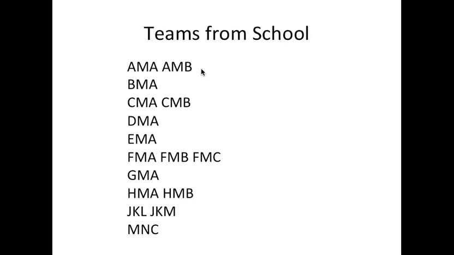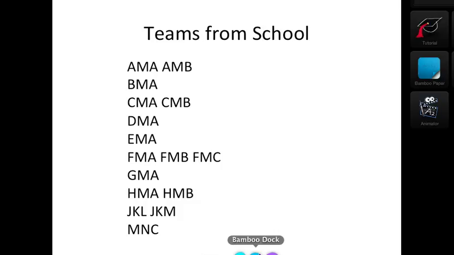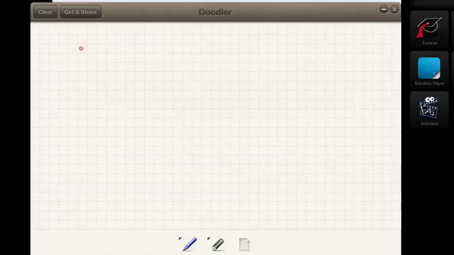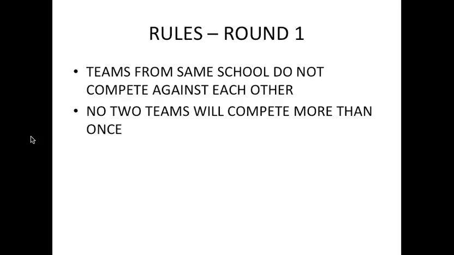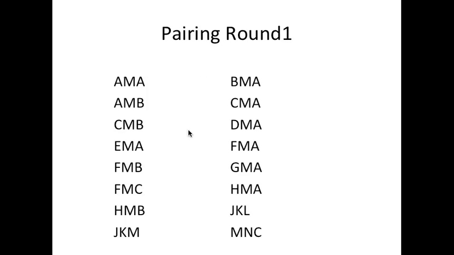Pairing round 1. Now, given this input data, you have to parse this. Let me write it down. You have this input data, and you take that as input, you would write a pairing program for round 1, based on the rules I've listed, and you would pair it. A sample pairing may be like this.